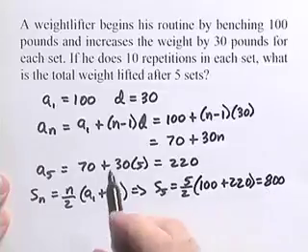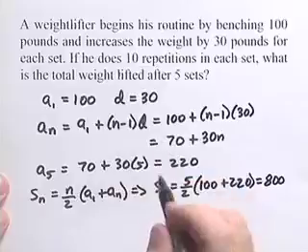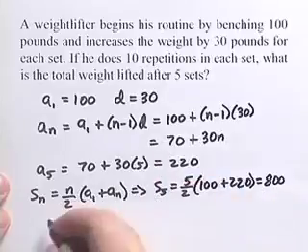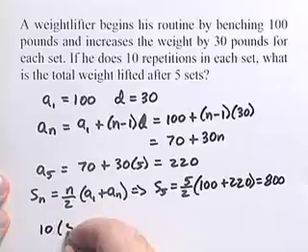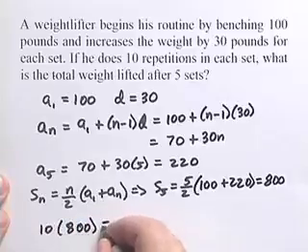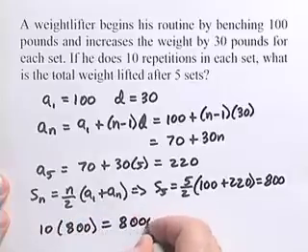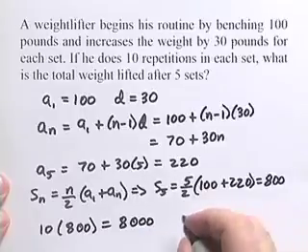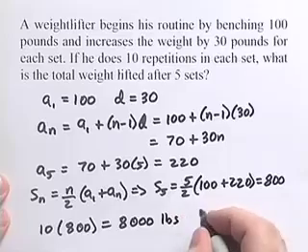However, the weightlifter does 10 repetitions in each set, so we need to multiply this sum by 10 to obtain the total amount lifted. So 10 times 800 will give us 8,000. And so the weightlifter will have lifted a total of 8,000 pounds after the 5 sets.